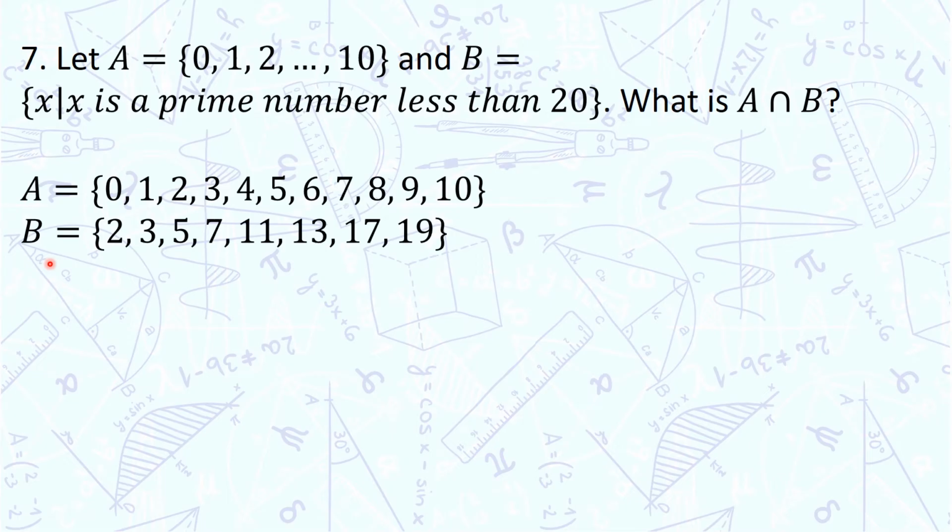Let us use the listing method, or complete listing method, for both sets. Set A is the set with elements 0, 1, 2, 3, 4, 5, 6, 7, 8, 9, 10. Set B with the elements 2, 3, 5, 7, 11, 13, 17, 19. These are the prime numbers less than 20. So it will be easy to get the intersection of A and B. The intersection means the common elements to both sets, that is 2, 3, 5, and 7.